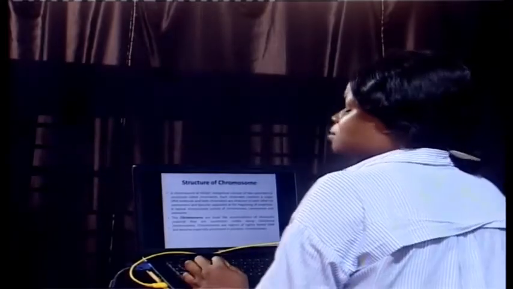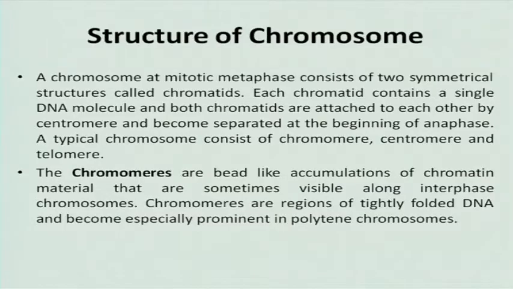Now, at the mitotic metaphase, a chromosome consists of two symmetrical structures called chromatids, as we have seen in the last diagram. And each of the chromatids contains a single DNA molecule. Both chromatids are attached to each other by the centromere, which will become separated at the beginning of anaphase during mitotic division. The typical chromosome consists of chromomeres, centromere, and then telomere.